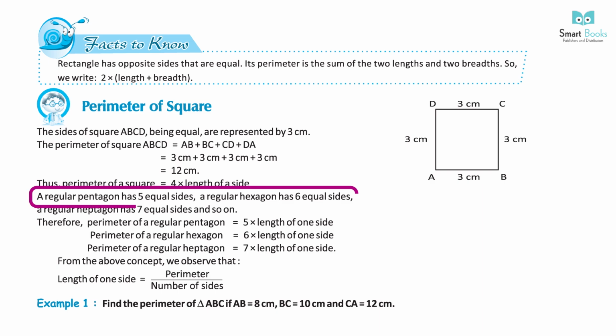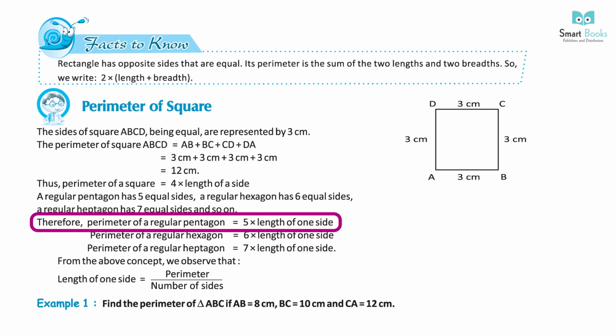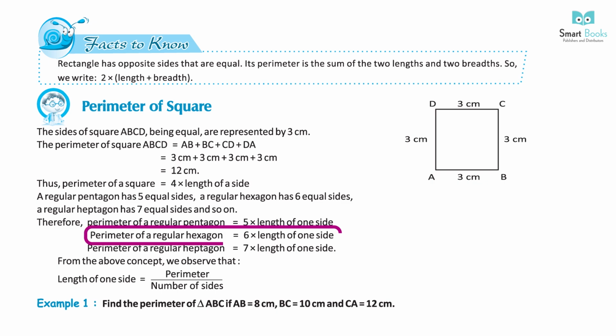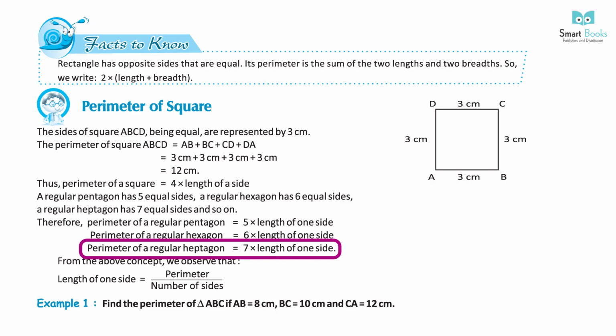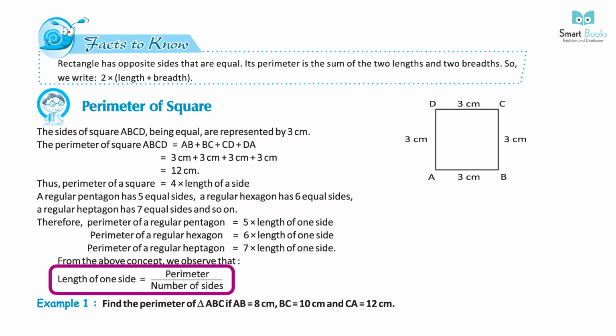A regular pentagon has 5 equal sides. A regular hexagon has 6 equal sides. A regular heptagon has 7 equal sides and so on. Therefore, the perimeter of a regular pentagon is equal to 5 × length of one side. Perimeter of a regular hexagon is equal to 6 × length of one side. Perimeter of a regular heptagon is equal to 7 × length of one side. From the above concept, we observe that the length of one side is equal to perimeter upon number of sides.